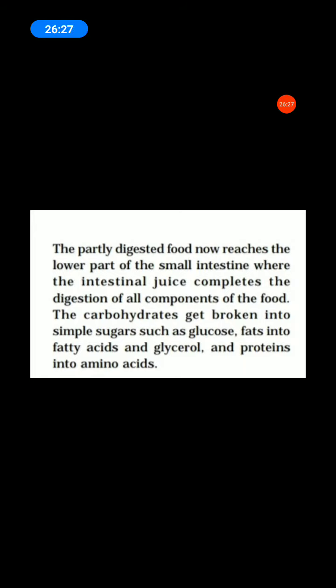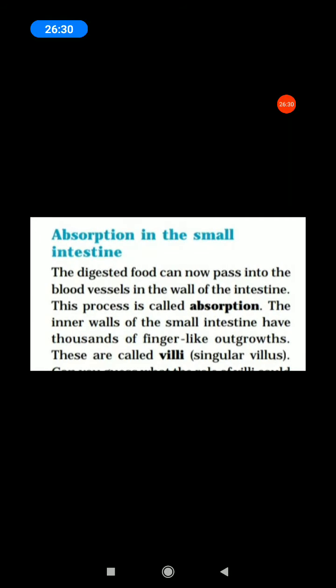Next, absorption in the small intestine. What is meant by absorption? The digested food can now pass into the blood vessels in the wall of the intestine. This process is called absorption. The inner wall of the small intestine has thousands of finger-like outgrowths. These are called villi.